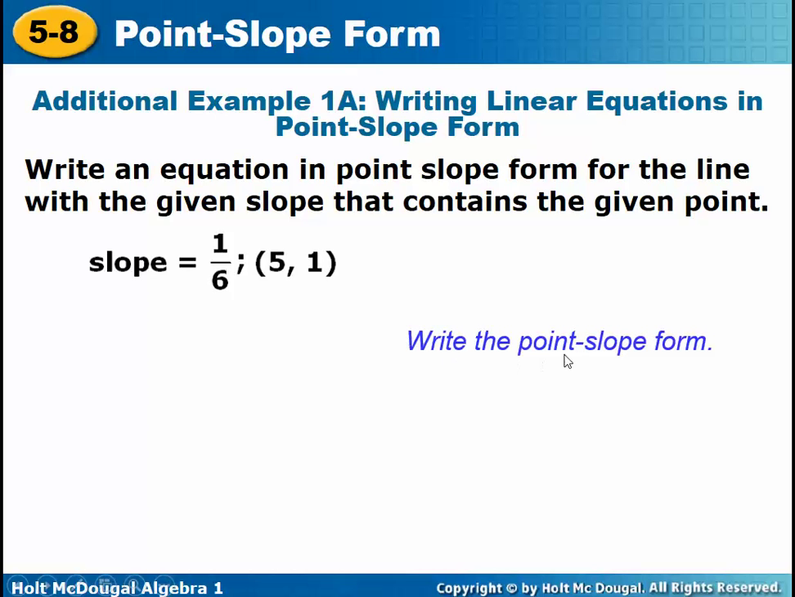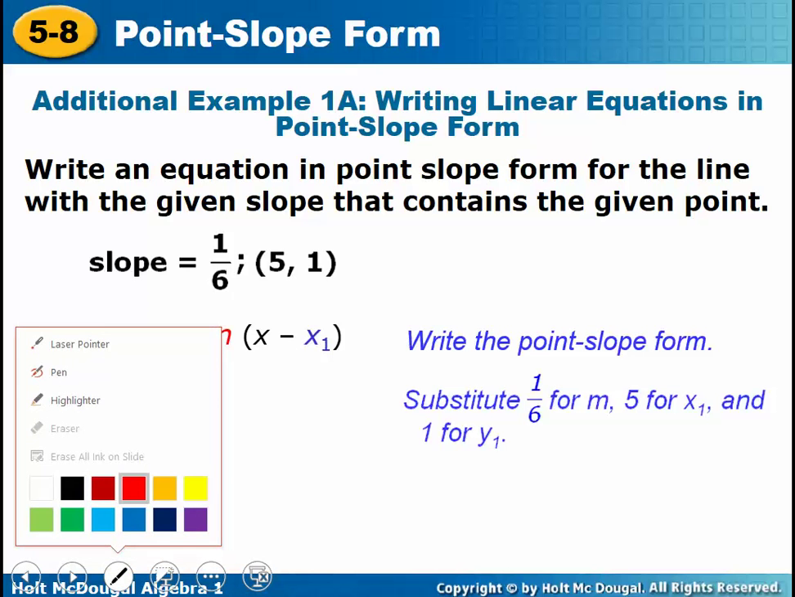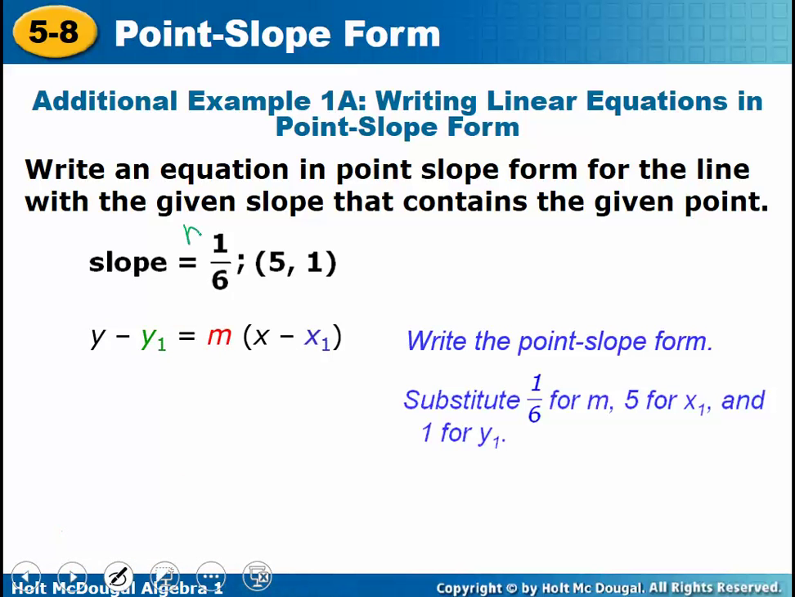So start by writing point-slope form. Write the original point-slope form without the substitutions made. And it looks just like this. Now we just have to figure out, okay, what is y sub 1? What is m? What is x sub 1? So m is 1/6. Up here, this is m right here. Let's use this color. So this is m. This is x sub 1, and this is y sub 1. I didn't color code them, but that's what they are. So 5 is x sub 1, and 1 is y sub 1.